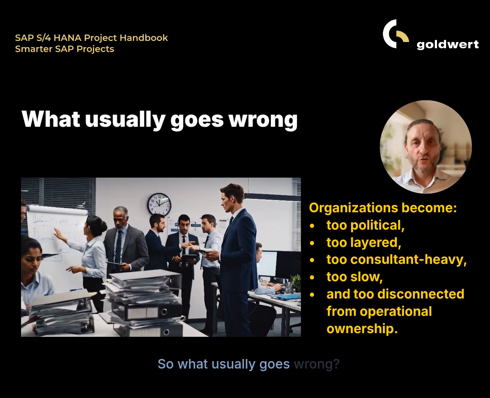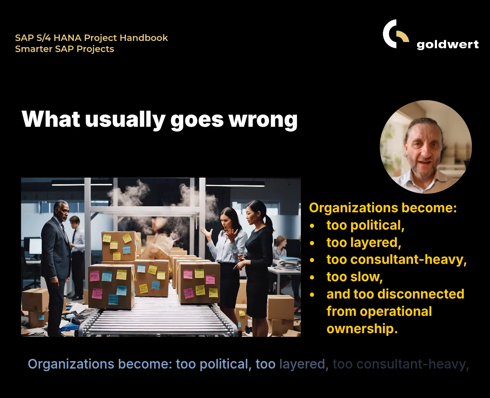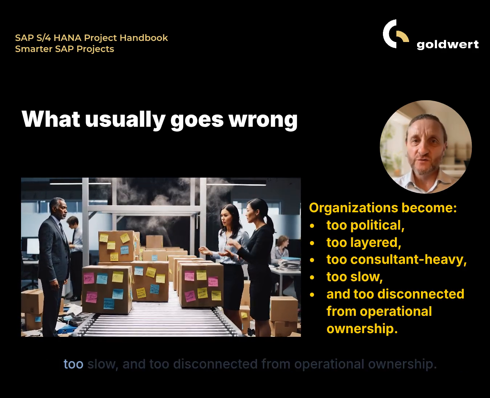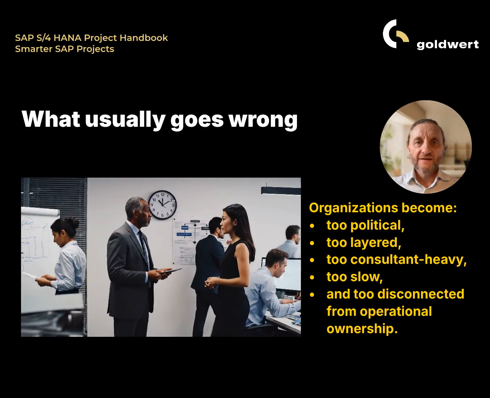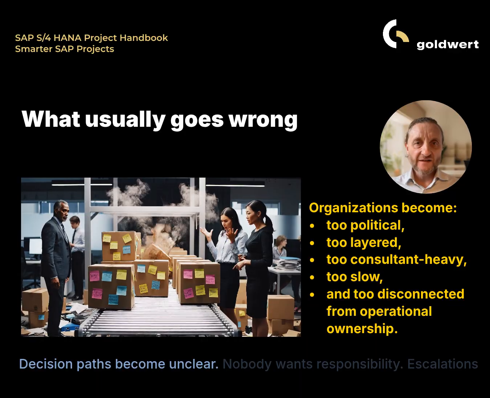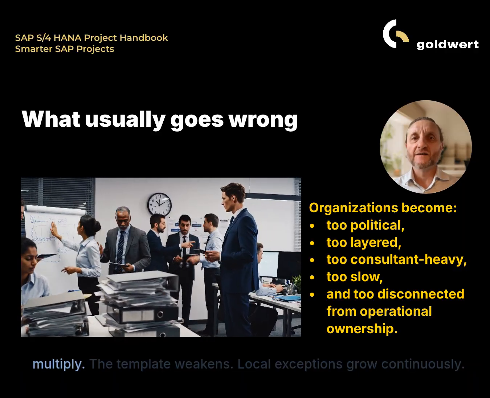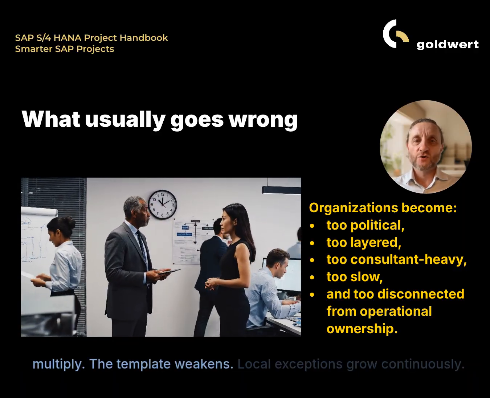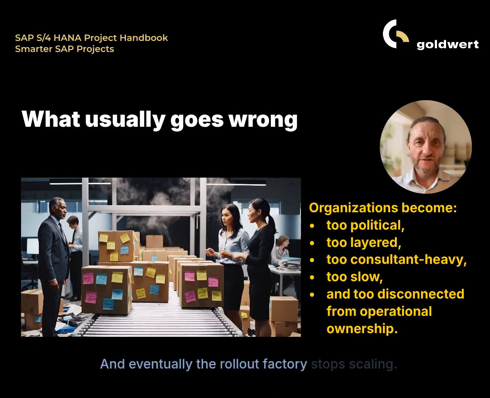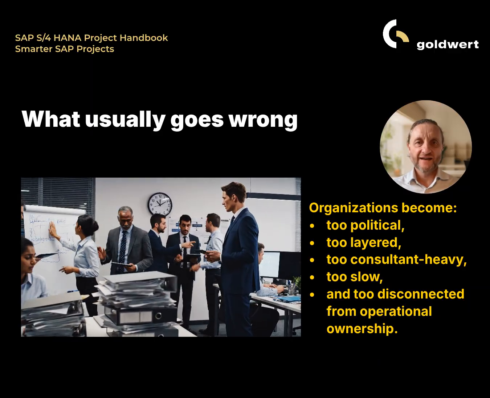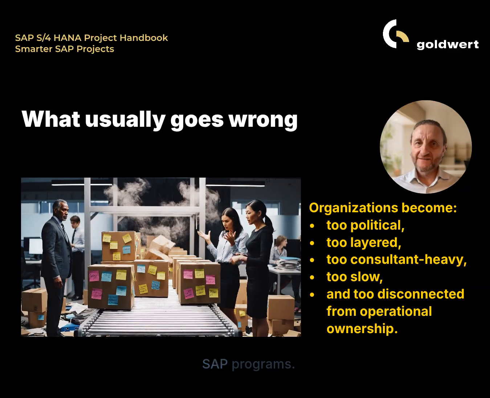So what usually goes wrong? Organizations become too political, too layered, too consultant-heavy, too slow, and too disconnected from operational ownership. Decision paths become unclear. Nobody wants responsibility. Escalations multiply. The template weakens. Local exceptions grow continuously. And eventually the rollout factory stops scaling. This is one of the most common patterns visible across struggling global SAP programs.